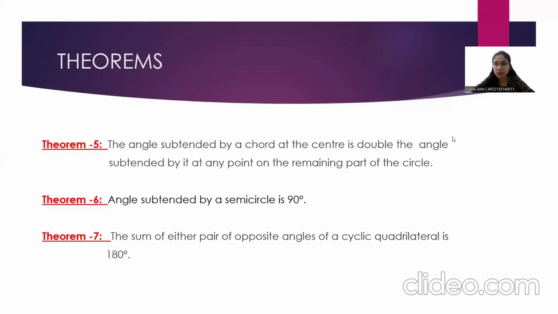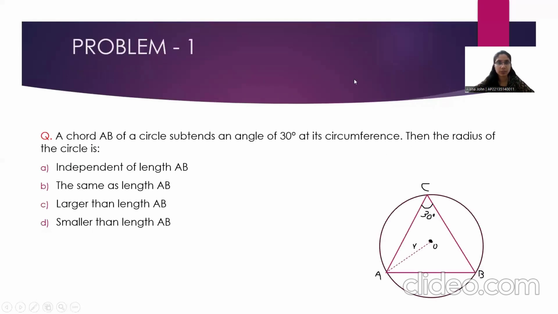So let's move on to the first problem. So here is problem 1. What does the problem say? A chord AB of a circle subtends an angle 30 degrees at its circumference. So a circle is given. I have illustrated the problem using a diagram.